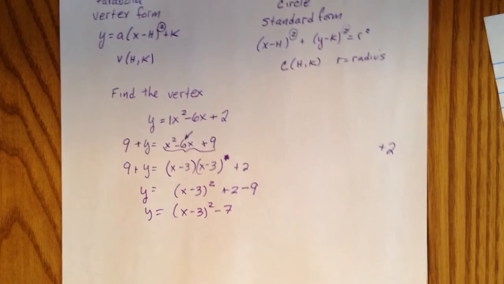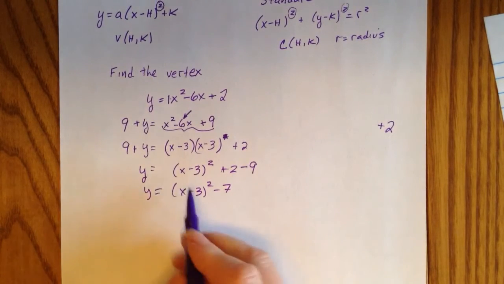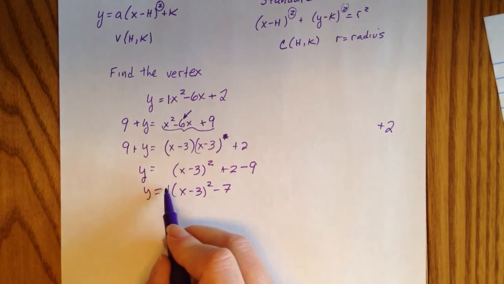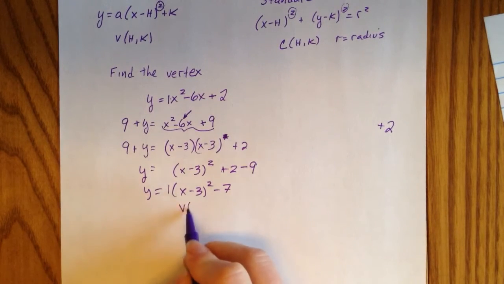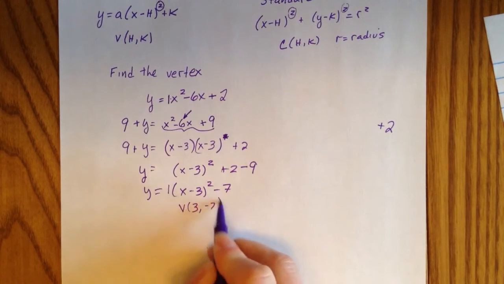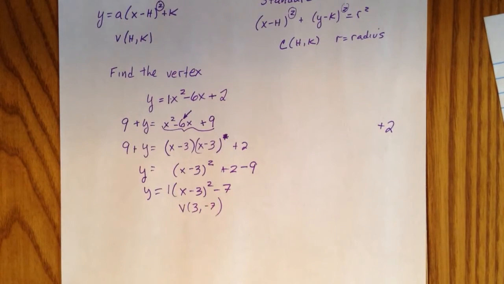Well, I can look at that and I can tell you it's a parabola. Because it's a positive 1, it opens upward, it's standard sized, and the vertex is (3, -7). I could sketch that if I really wanted to. I don't really want to, but I could. So that would be the point of that.